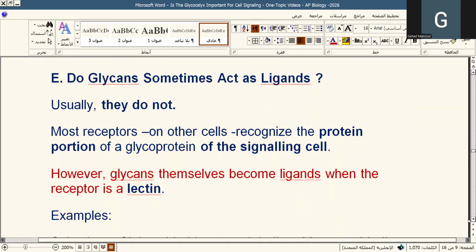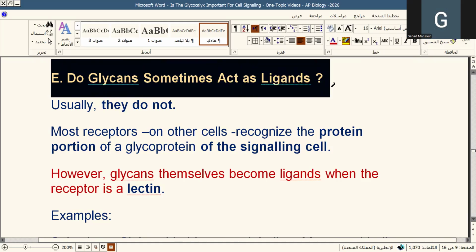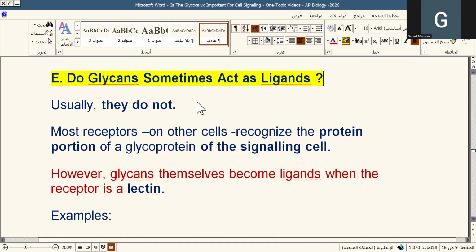The very difficult question is, we have seen how the glycans share in the formation of receptors or help the protein receptors do their function. But have we ever wondered how glycans, the carbohydrate moiety itself, act as a ligand, or does it actually act as a ligand?